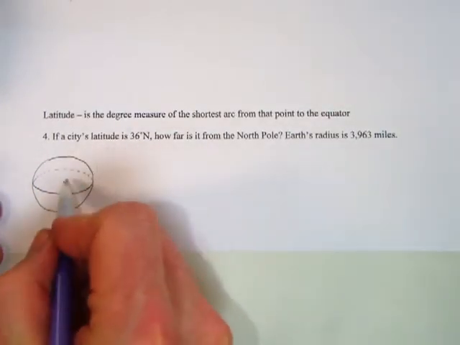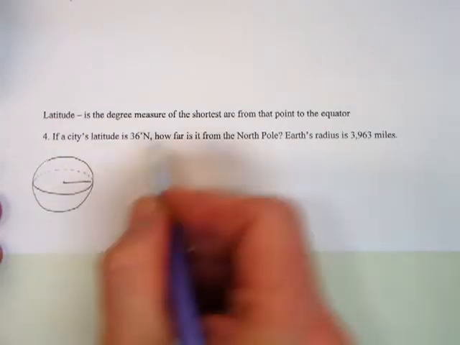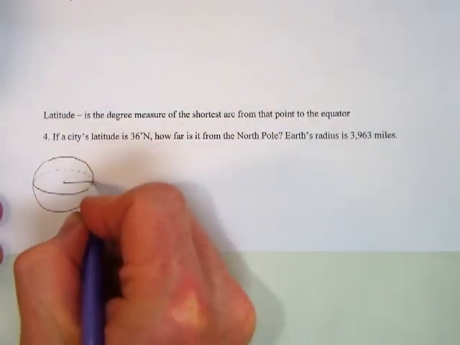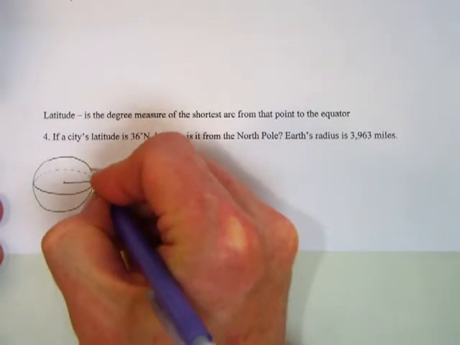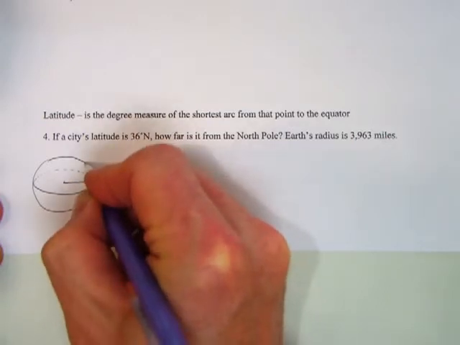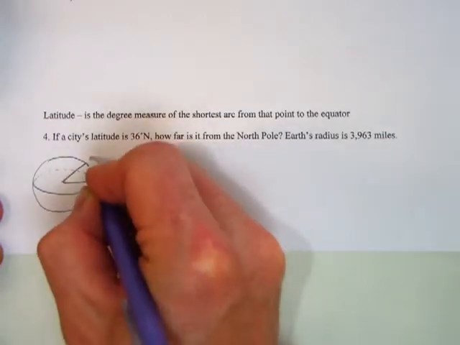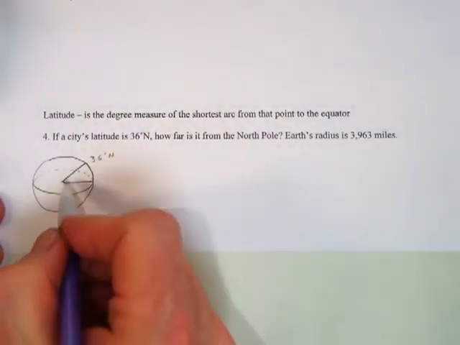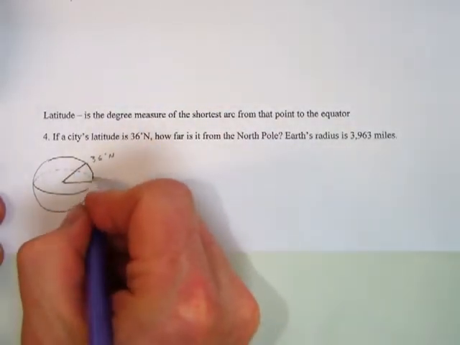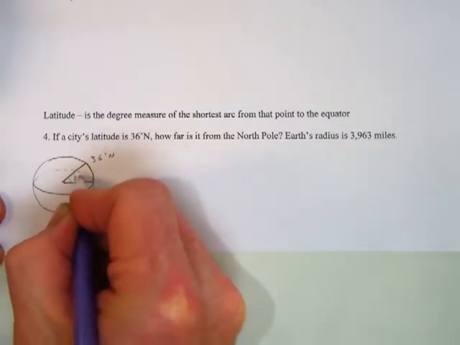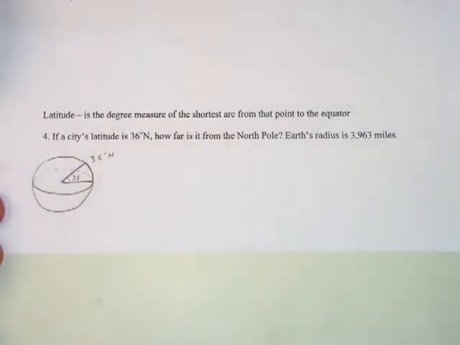Now it says it's 36 degrees north, so we're going to go shortest arc from that point to the equator. Here's the equator, and we'll go 36 degrees north of the equator. If it said south, we would go down. So this point would be 36 degrees north. This measure would be 36, so that means the inside part, the central angle, would be 36 degrees.